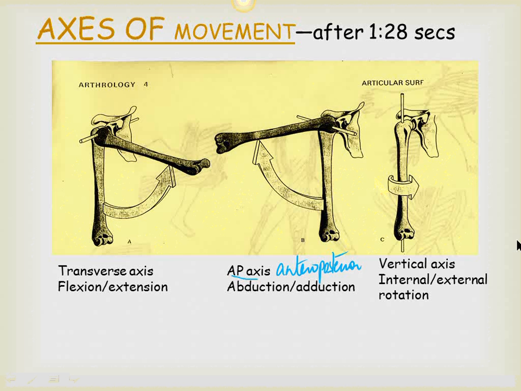So abduction, adduction occur along an AP axis, and a good way to remember it's both A and A, so AP axis, okay? Rotation, imagine you're putting something right through the center of your body. In this case it's the center of the bone, and you're rotating around that axis. So this is a vertical axis. So rotation is pretty simple. Imagine an ice skater going around doing pirouettes like that, rotating around a central axis, right? Or a vertical axis. So along the vertical axis you have the movement of rotation.